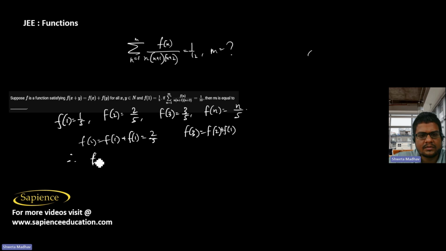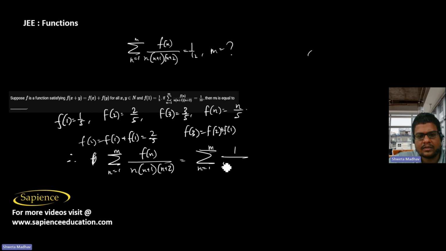So therefore summation n goes from 1 to m, f of n by n into n plus 1 into n plus 2, that is equal to how much? That will be summation n goes from 1 to m, f of n, that is n by 5. So this will be equal to 1 by 5 into n plus 1 into n plus 2.